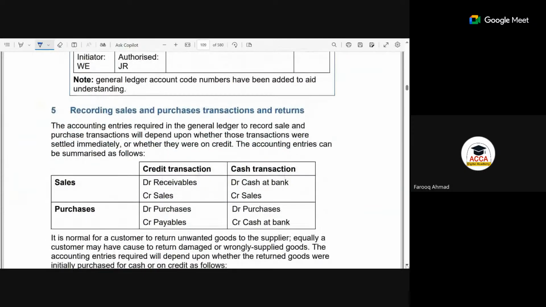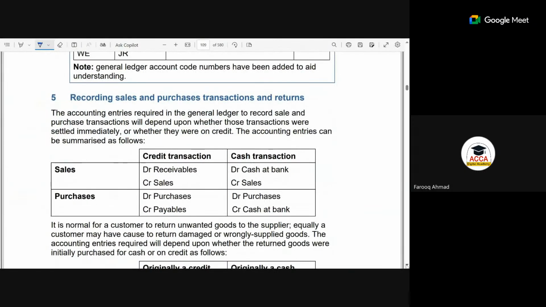Recording sales and purchase transactions. Just go through it, students, to see how sales and purchase transactions are booked. Recording sales and purchase transactions and returns.